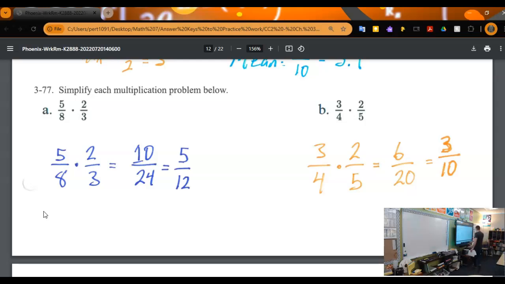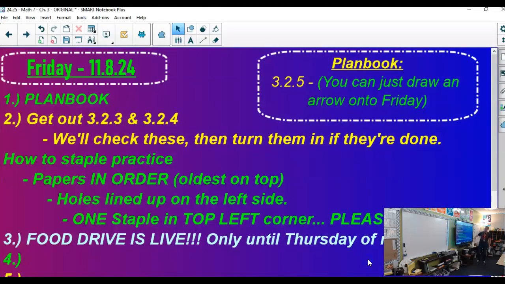The oldest paper goes on top so that we can be in order, just because as I'm grading, I'm going oldest to newest in my grade book. So oldest goes on top. So 3, 2, 3 will go on top. We line up the holes because the holes are always the left side of our paper. If you only have one homework done, stapling will not be necessary. But turn in whatever's done.